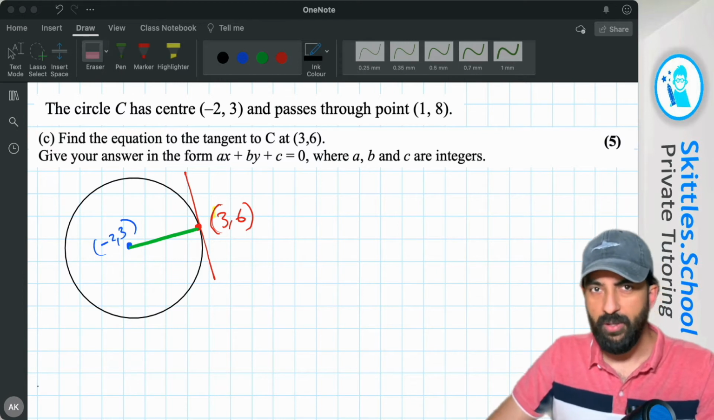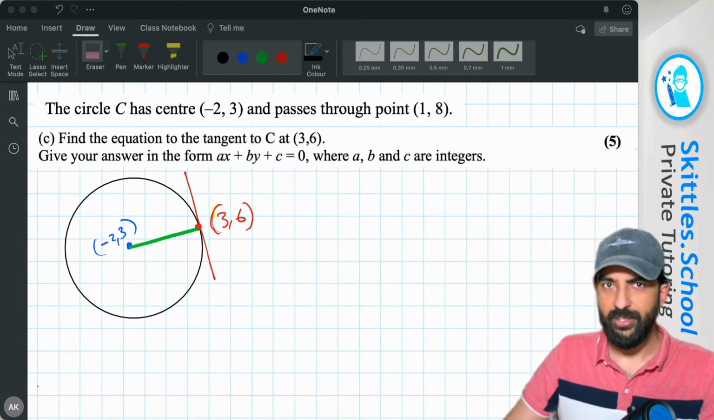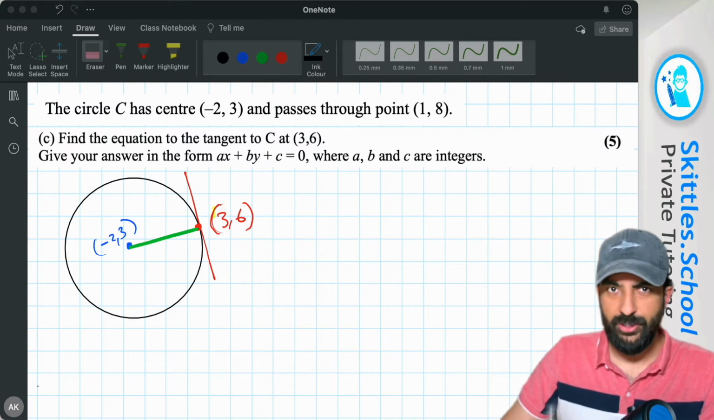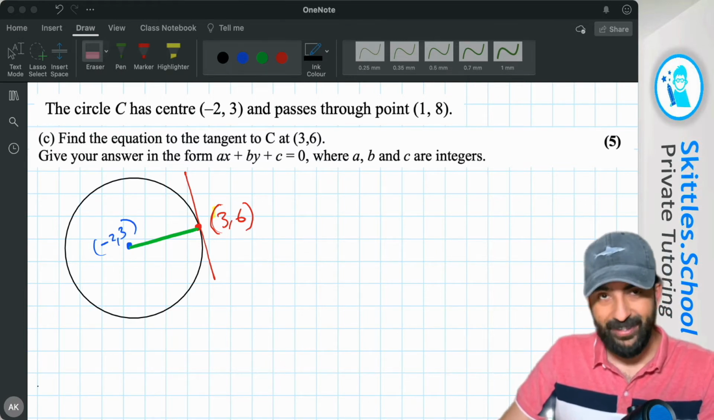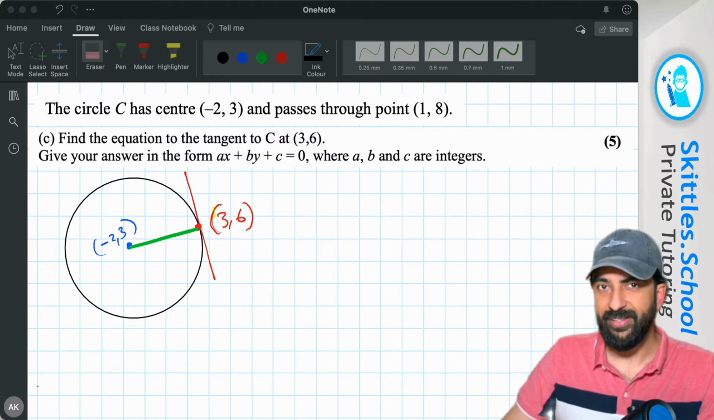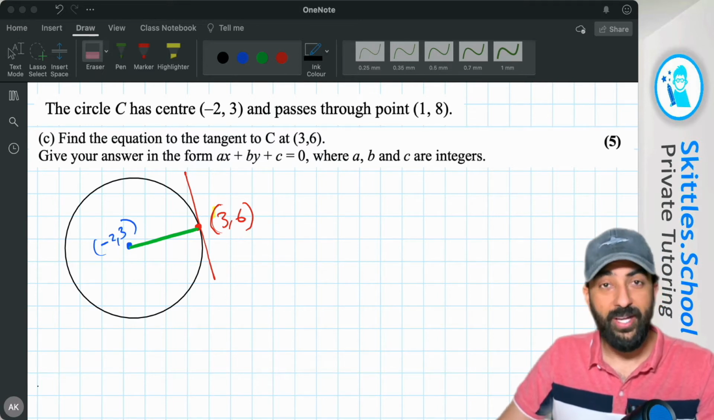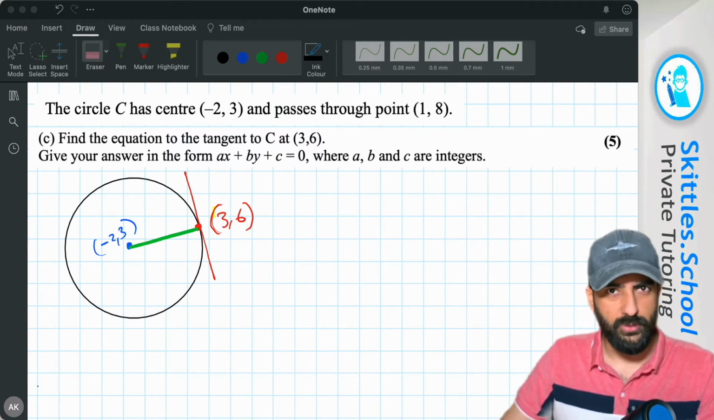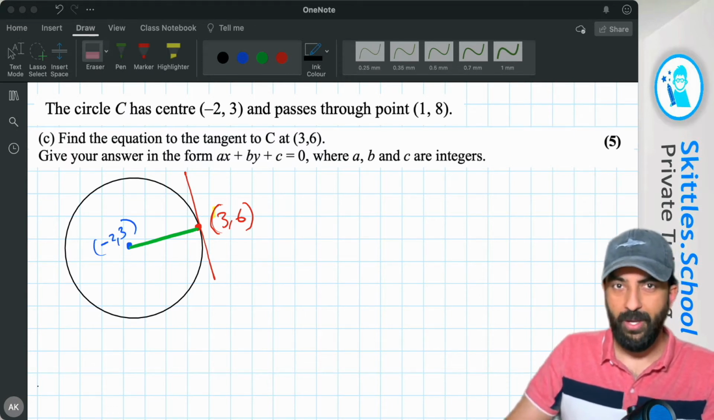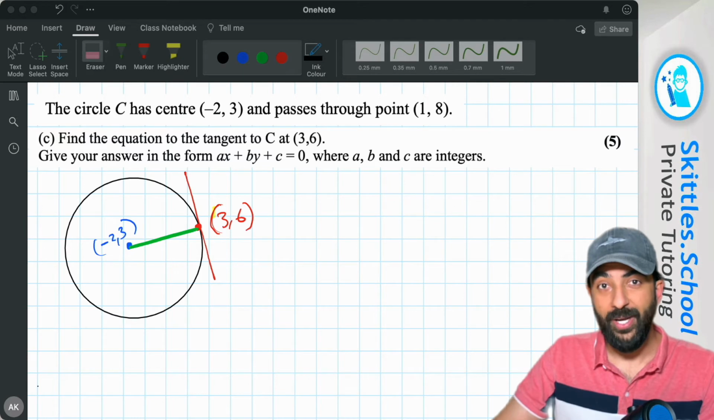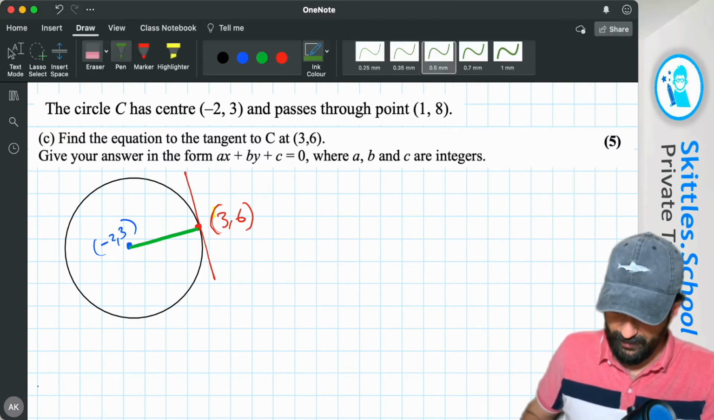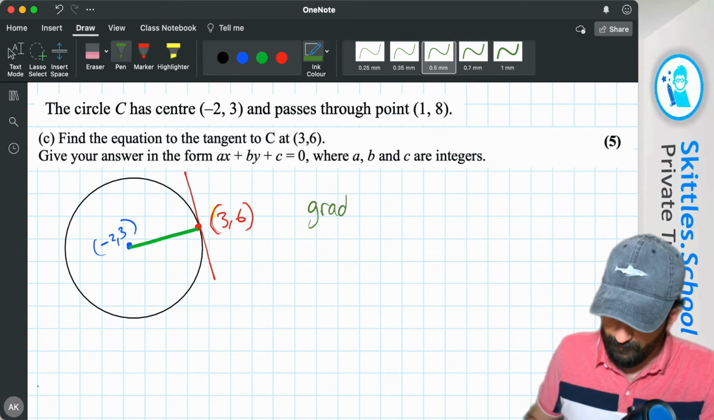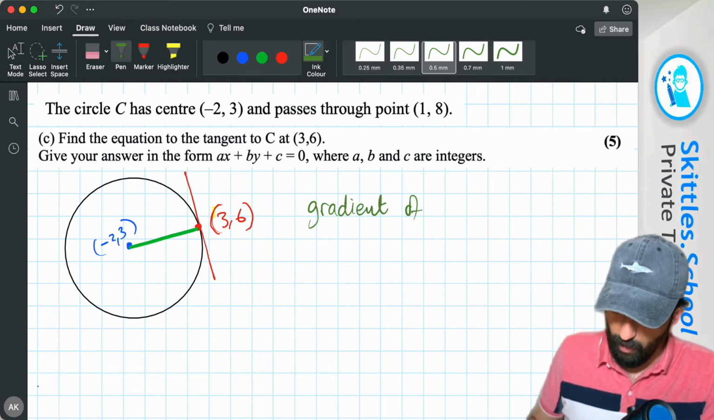So I've drawn a diagram. I've drawn the circle, which has a center of -2, 3. I've also drawn the tangent, which is the red line, and the point 3, 6 where it touches the circle. And I've also drawn the radius. So we know that a radius and a tangent are perpendicular to each other. We also know that for perpendicular lines, their gradients are negative reciprocals of each other. So we can start by working out the gradient of the radius, the green line. So let's do that first. The gradient of the radius.